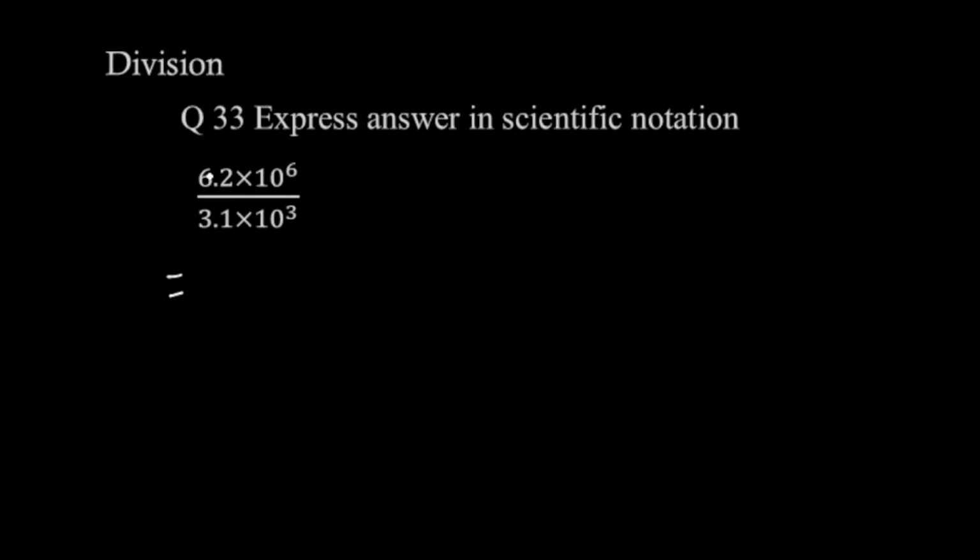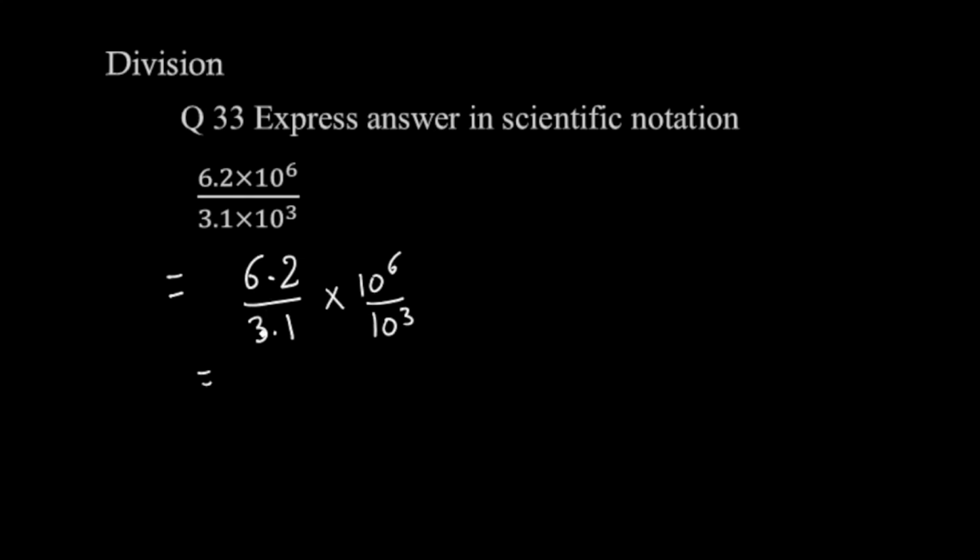How can we divide these terms? 6.2 multiply 10 to the power 6 divided by 3.1 multiply 10 to the power 3. Here you go. 6.2 divided by 3.1 multiply 10 to the power 6 divided by 10 to the power 3.